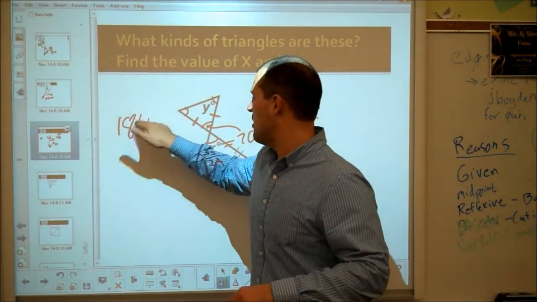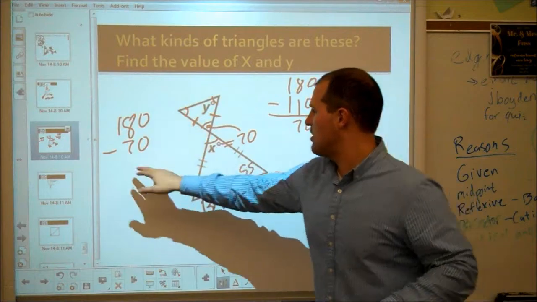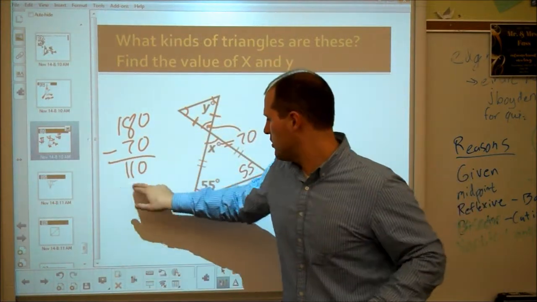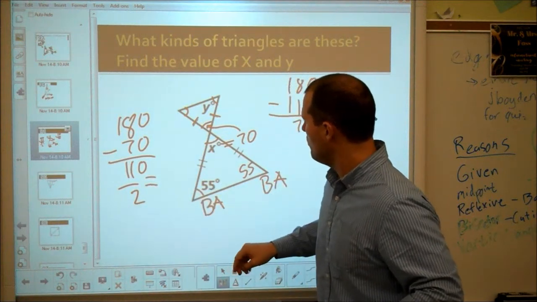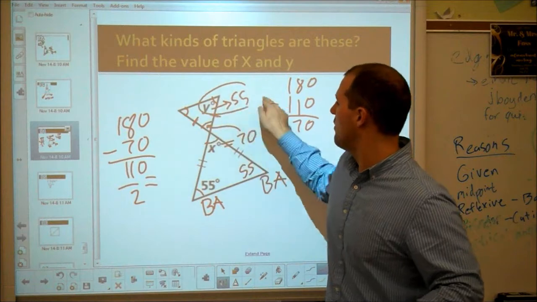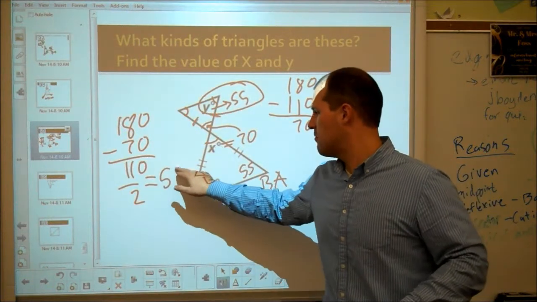So now it's just this same thing in reverse. We know the triangle has 180. We know that 70 of them are taken up, so that's 110. There are two more angles, and they're equal. So divide by 2, and we get 55. Okay? And that's it.